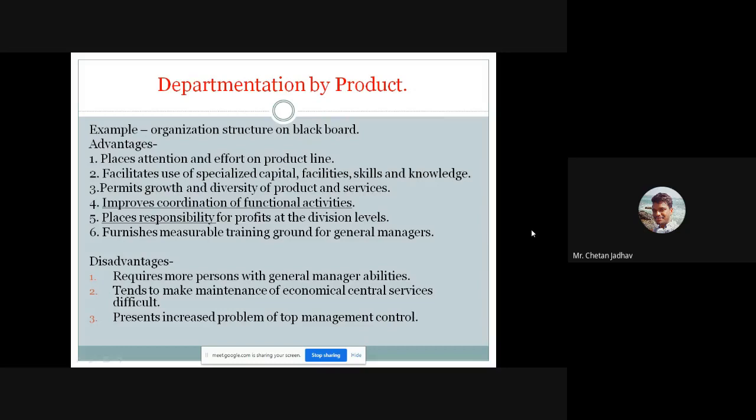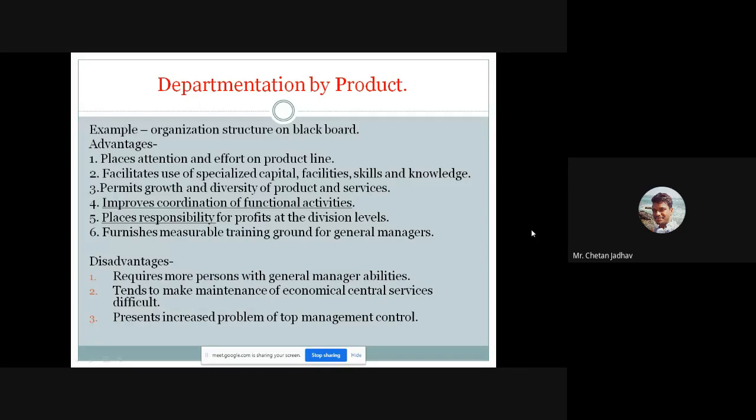Now you can see the advantages of departmentation by product. The first advantage: it places attention and effort on the product line easily. That will be a great output for any organization to check and see the activities for each and every product in a separate manner. Suppose I want to focus on the trucks of Tata, so I will focus on that department only.